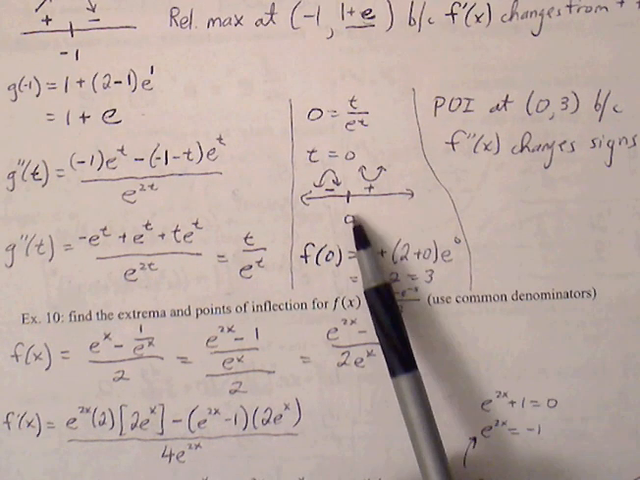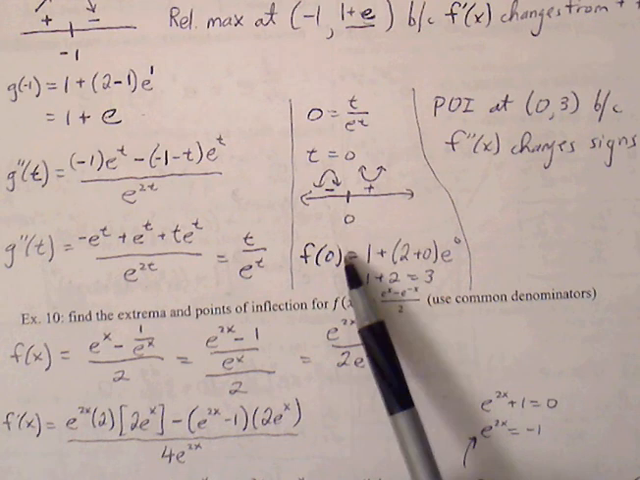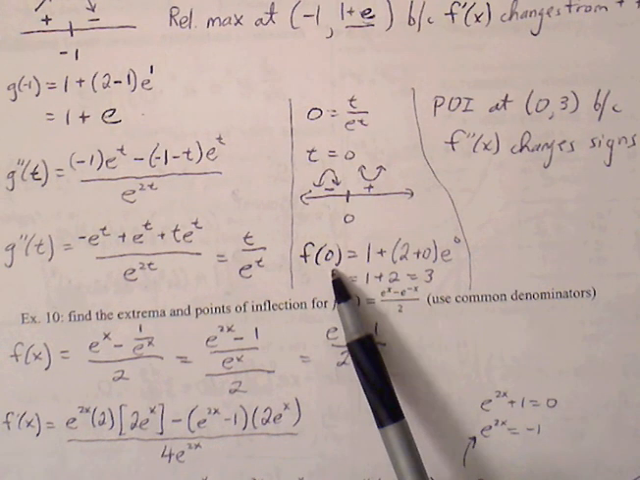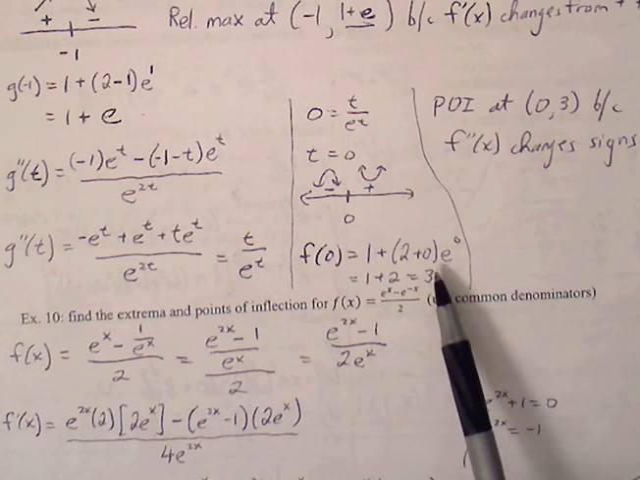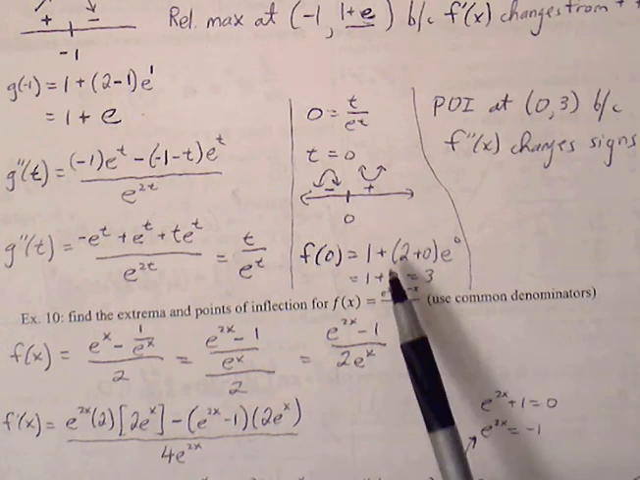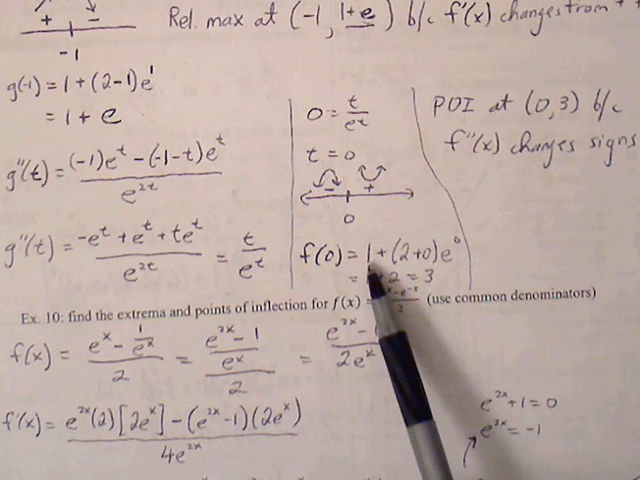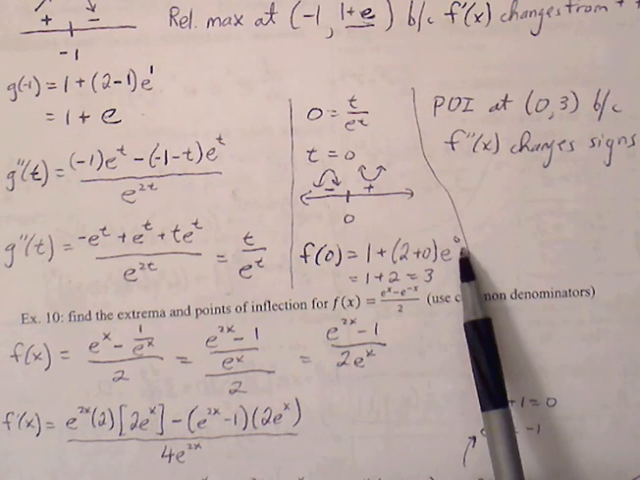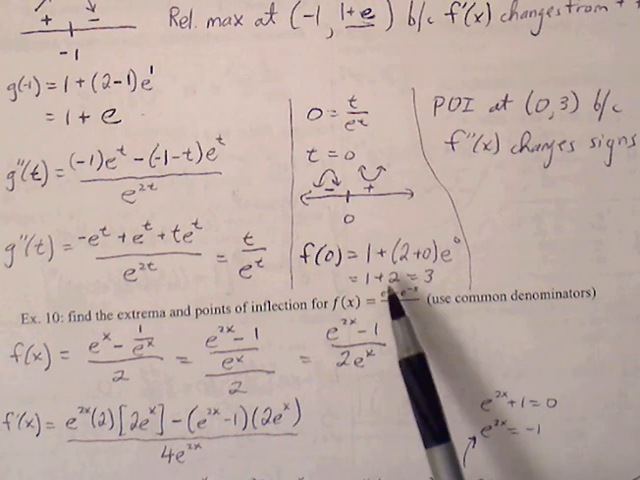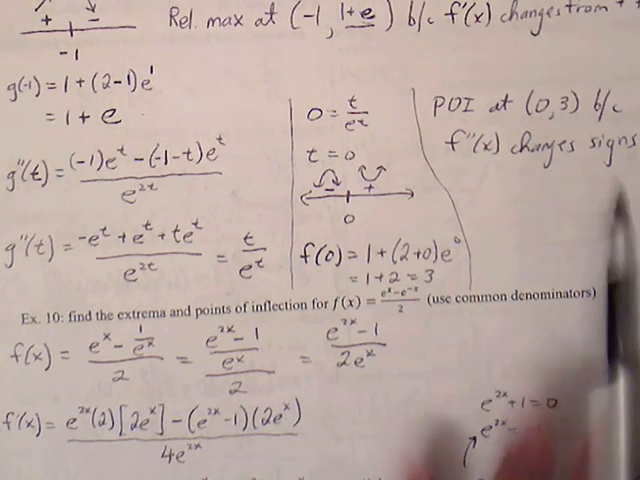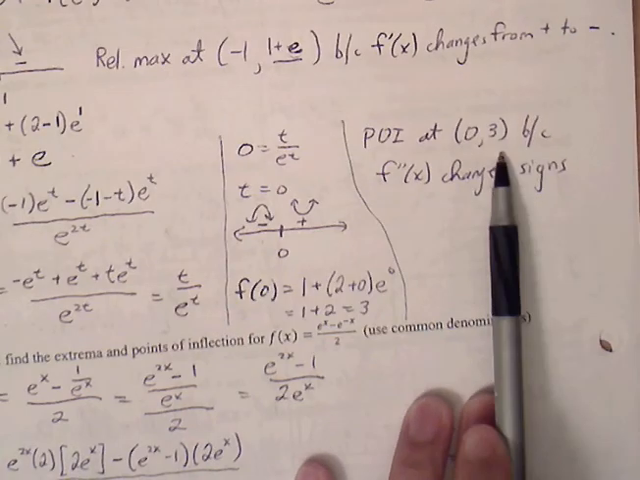Now to find the y value of the point of inflection, we have to plug 0 back into the original equation. So the original equation is 1 plus (2 plus t) times e to the negative t. So replace all the t's with 0. We get 1 plus 2 times e to the 0, which is 1, or 1 times 2, which is 2. So 1 plus 2 is 3. So our ordered pair for the point of inflection is at (0, 3).